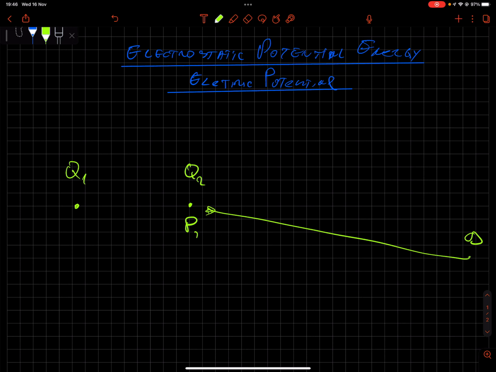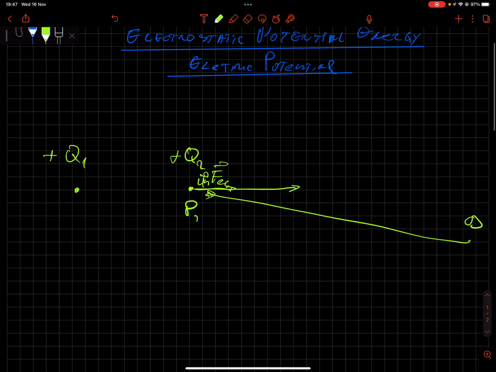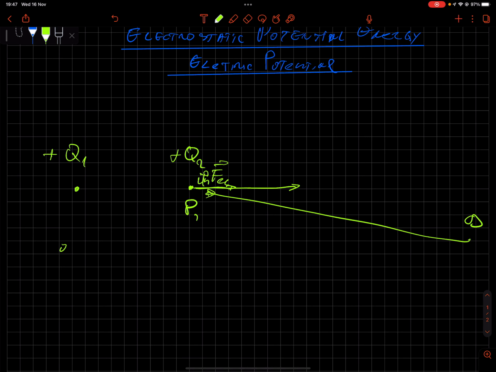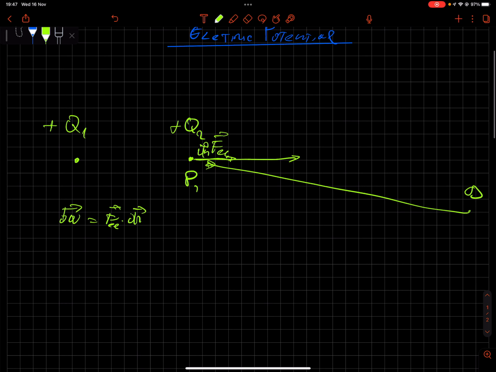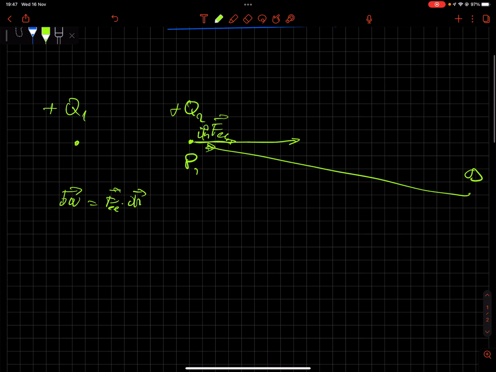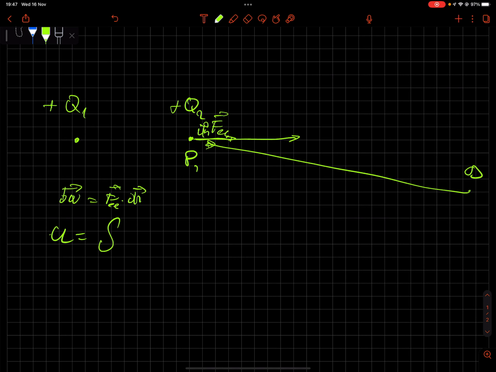Now let's see the work. On this position here we have the force, and let's say both charges are positive, and here we have electric force, which acts in this direction, dr. We can write the following equation for the work: dr, this is electric force. The electric force and dr are in the same direction, so the cosine between them is 0.